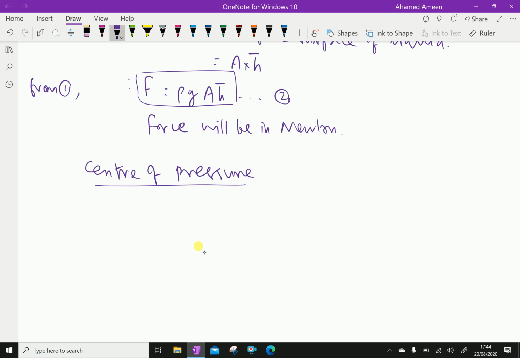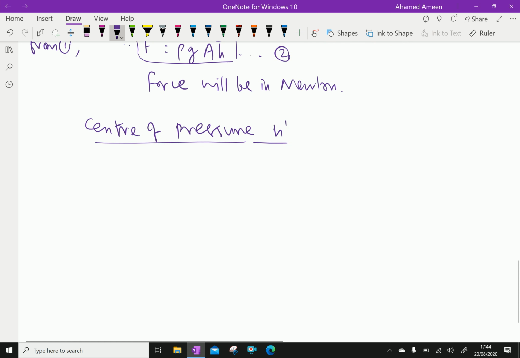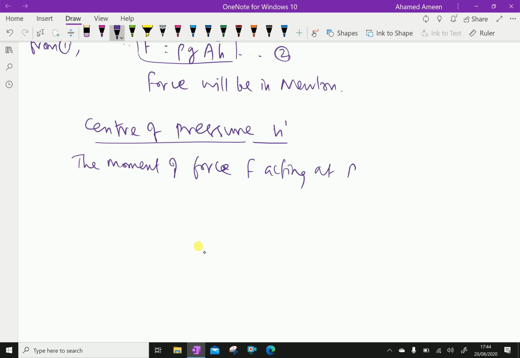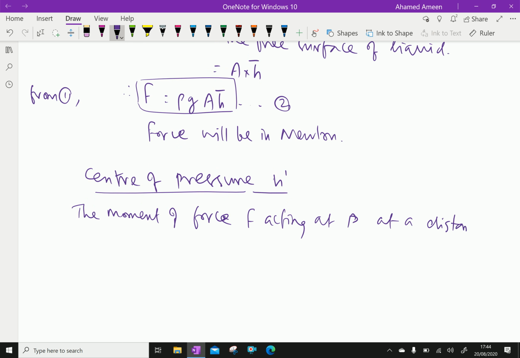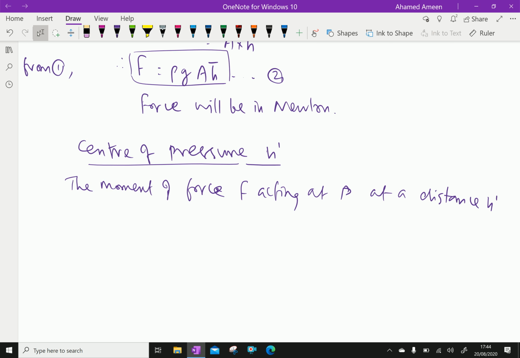Now the center of pressure, that is h dash, we will calculate. The moment of force F acting at P at a distance h dash is equal to F into h dash.